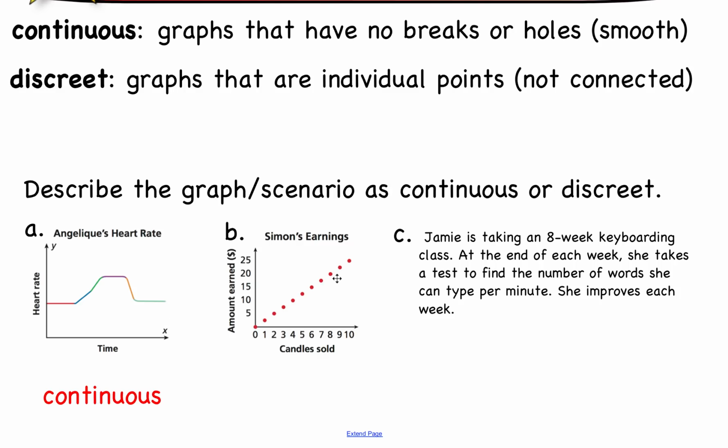Whereas the earnings that you make, okay, you don't make money in between the hours that you work, in this graph anyway. So these are specific hours. If he worked 1 hour, that's what he earned, 2 hours, 3. So those are just individual points, and that is a discrete graph. And then letter C, it says Jamie's taking an 8-week keyboarding class, and at the end of each week she takes a test to find the number of words that she can type per minute. She improves each week. So she's getting results at the end of the week. She's not doing it continuously, she's doing it at set points. So that would also be an example of a discrete graph.